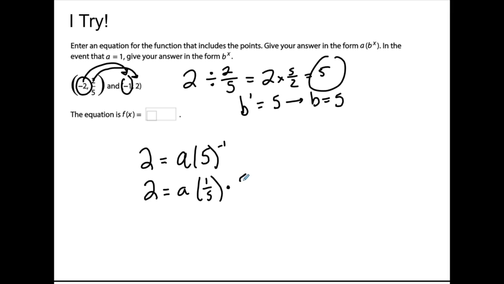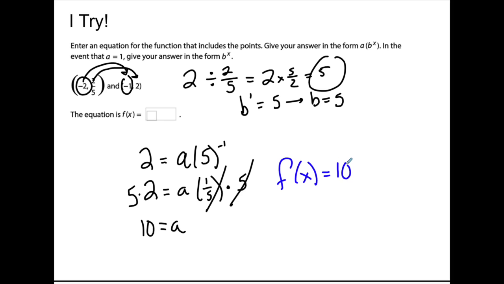And then we're going to multiply by 5 and by 5, and we get 10 is equal to a. So our final function is f of x equals 10 times 5 to the x.